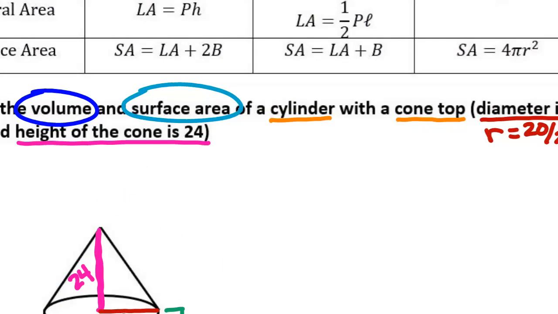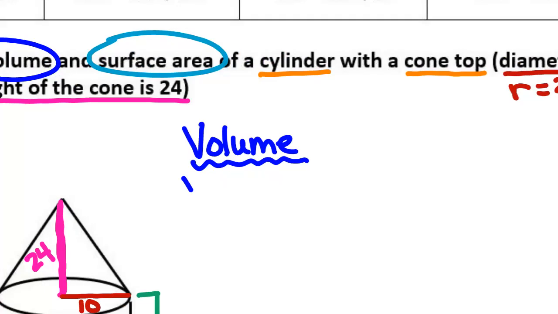So for volume, we're going to have to find the volume of the cylinder and the volume of the cone and then put them together. So I need volume for the cylinder. To calculate volume for a cylinder, we've got all of our volume and surface area formulas up here at the top. You guys will be given all of the volume formulas, and you will be given the surface area formulas. I will not give you the lateral area formulas, though.